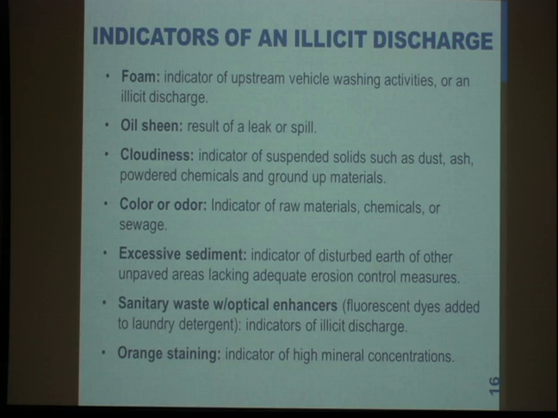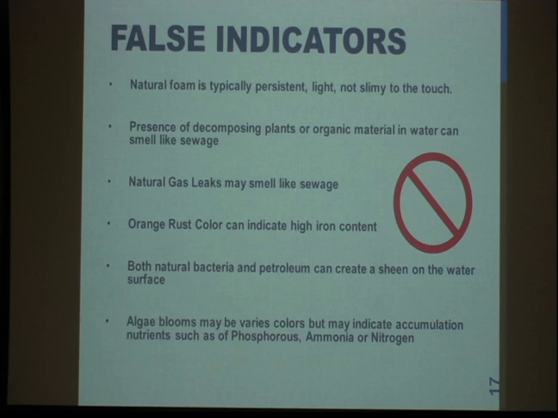And then orange staining. If there's orange staining in water, that can indicate that someone's dumping some sort of minerals or chemicals in there. But all that being said, they also have false indicators. Now, I don't expect you guys to make that determination in the field, but it's good to know. Even if you see a false indicator in the field, or you see something like this, we would ask you to notify us so we can go and take a look at it.